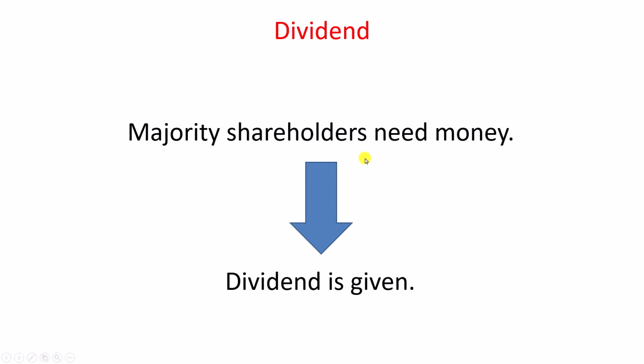Now where is this money given from? It is given from reserves and surplus. So that is one way to share the money, the profit with shareholders. Why do they do it? Because the shareholders need money, and at that time giving a dividend seems the right option to the management.